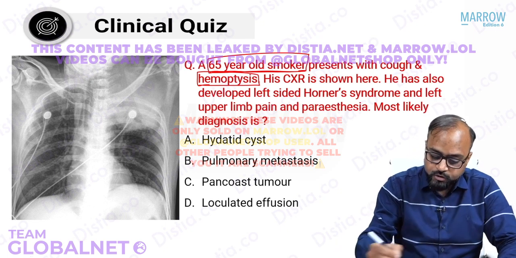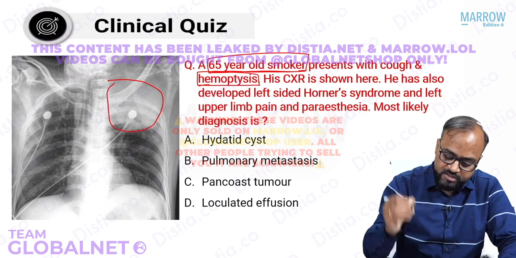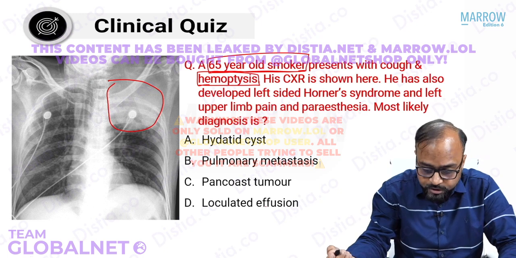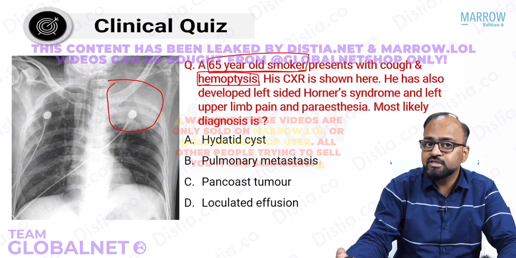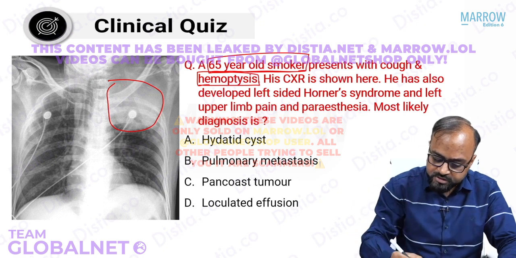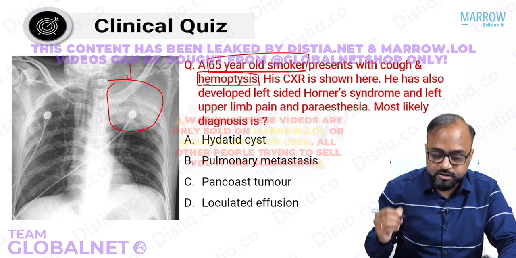Chest x-ray is shown here. What do you see on chest x-ray? There is a big opacity in the apex. Could it be a loculated effusion? Could it be a cyst? Could it be a tumor? But there's something given in the history that is really going to clinch the diagnosis. And what is that? See, there is a left apical mass lesion which is seen here.